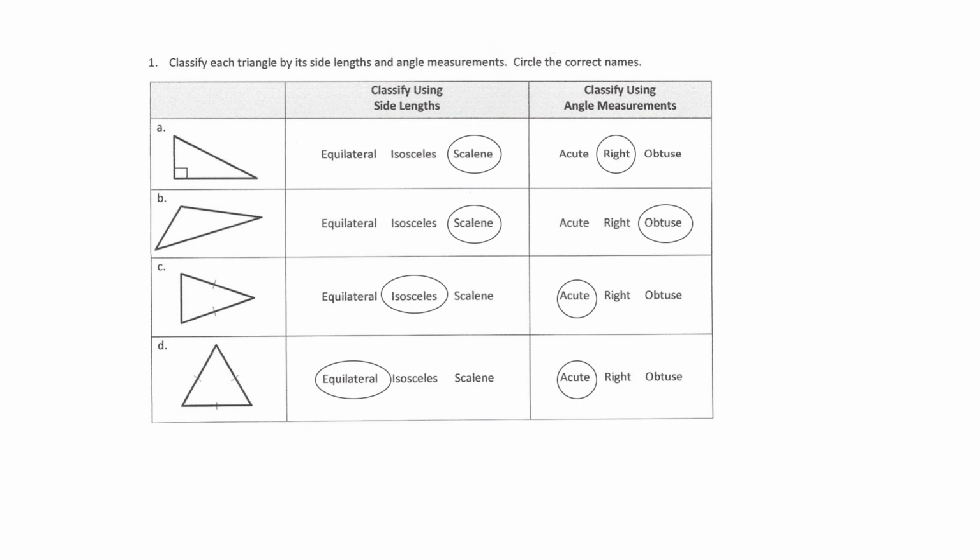You can see these two little lines telling us that these two sides are of equal length, and when two sides are of equal length, it's isosceles. But all three angles are less than 90 degrees, which means it's acute. Now you can see from these three lines that all three sides are equal length, which makes it equilateral, and all three angles are less than 90 degrees, which means it's acute.